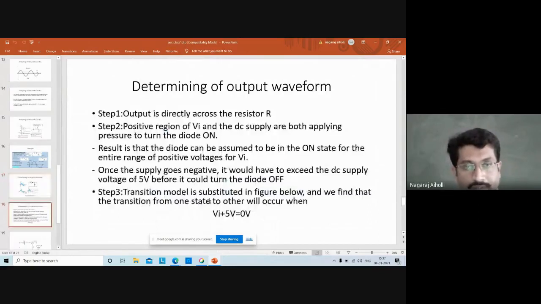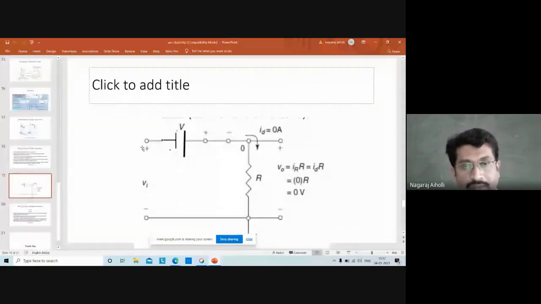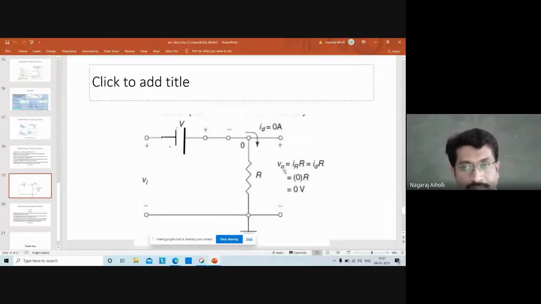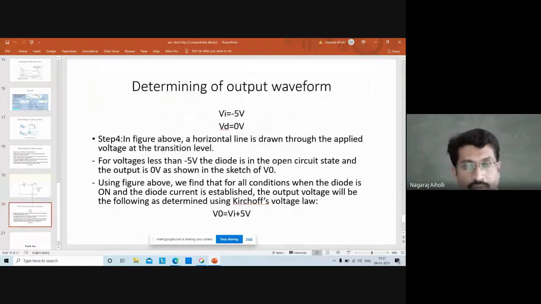So this is the same analysis, the diode conducting. V0 is 0 volts for finding the transition voltage. V0 is 0 volts, ID is also 0 milliampere. Then VI will be minus 5 volts. For voltage less than minus 5 volts, the diode is in open circuit state. That is, it is reverse biased and output is 0 volts.